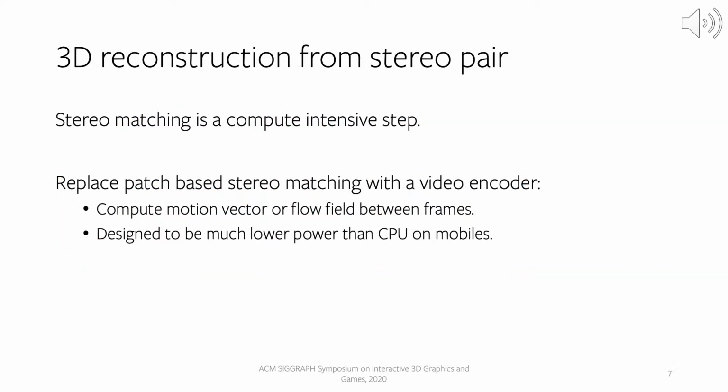We start with 3D reconstruction. Since our input is a stereo pair, we could use any stereo technique from literature. However, stereo matching is a compute-intensive step, irrespective of the algorithm used. Our main insight is to replace stereo matching with a video encoder. Encoders are designed to estimate flow fields between successive images, which are also called motion vectors. These run on much lower power as compared to CPUs on mobile devices.